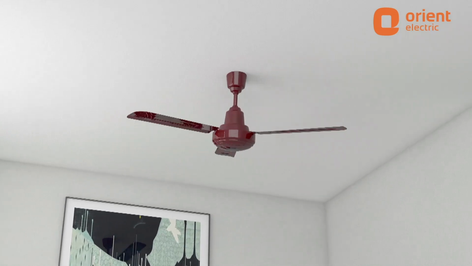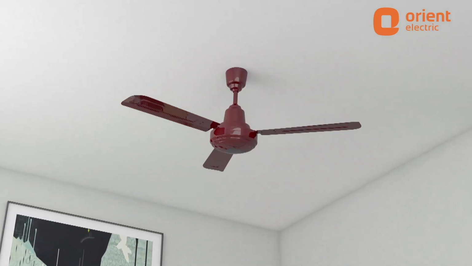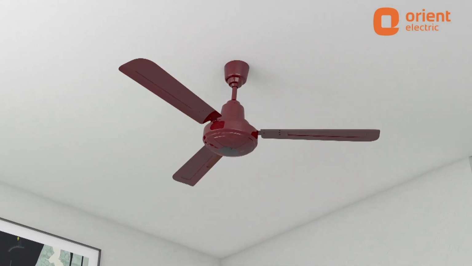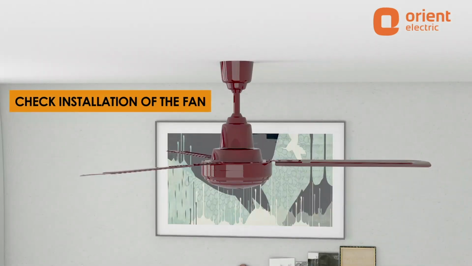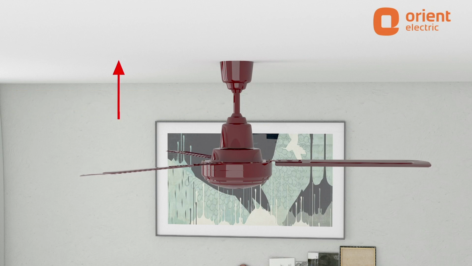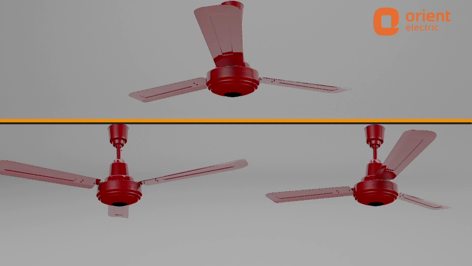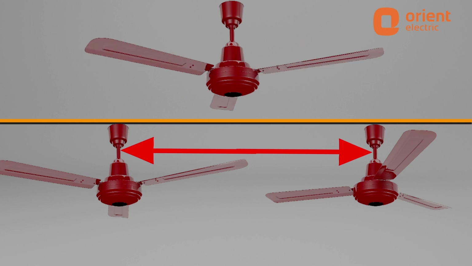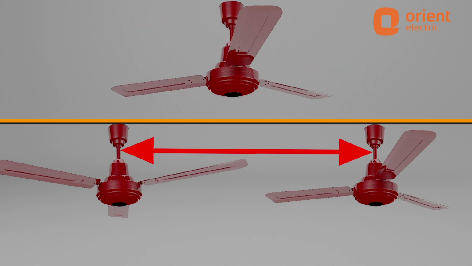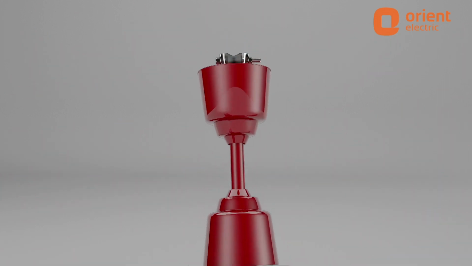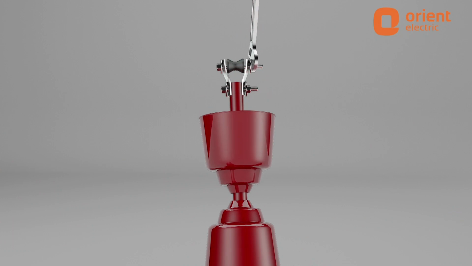Fan wobbling or moving unbalanced. Incorrect installation is the primary cause of fan wobbling and unbalanced movement. Check installation of the fan. If installed near beam, less distance between ceiling and fan or center distance between two fans is less, advise customer to correct accordingly. If nut and bolt of the suspension system are loose, tighten them.